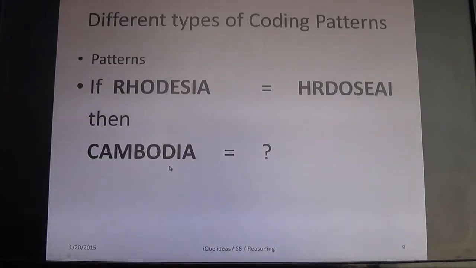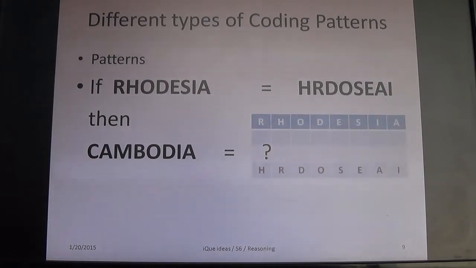Here's yet another pattern. If Rhodesia is coded as HRDOSEAI, what is Cambodia to be coded as? Well, here's how the pattern has been flipped. If you take a look carefully at what is happening on the screen, you will see every 2 letters are simply interchanged. So using the same logic, Cambodia would be coded as ACBMDOAI.